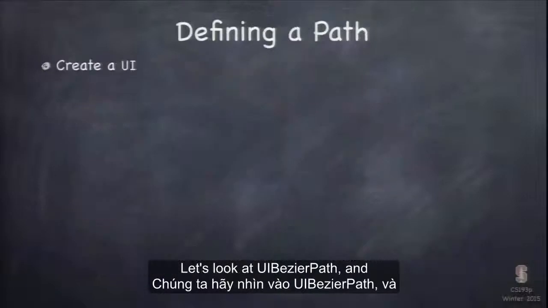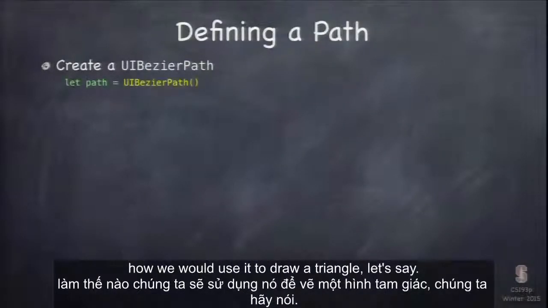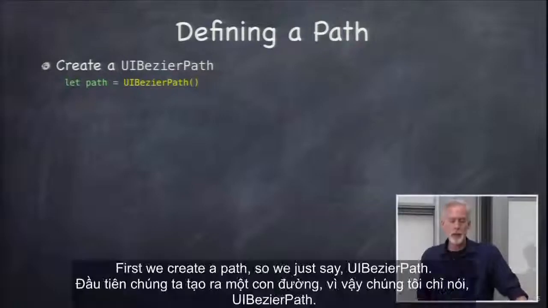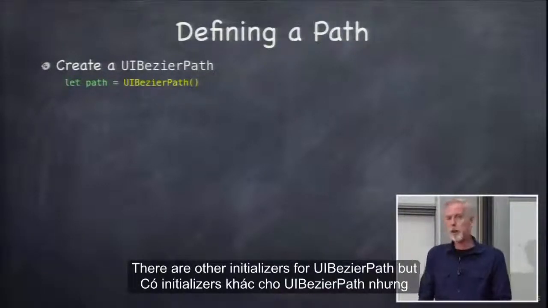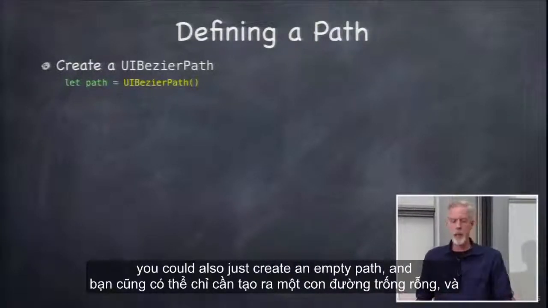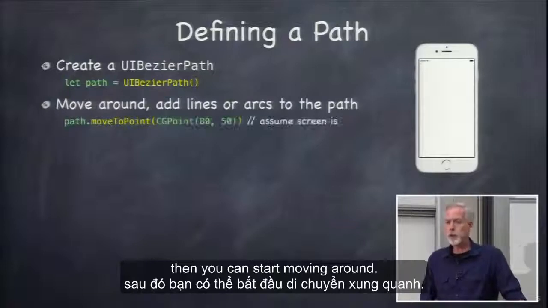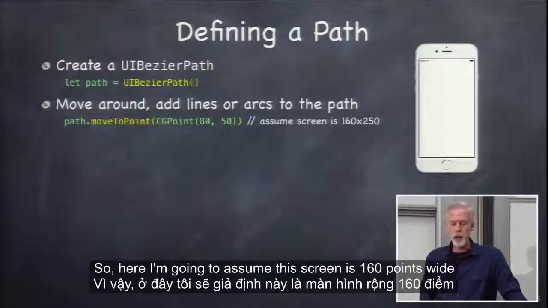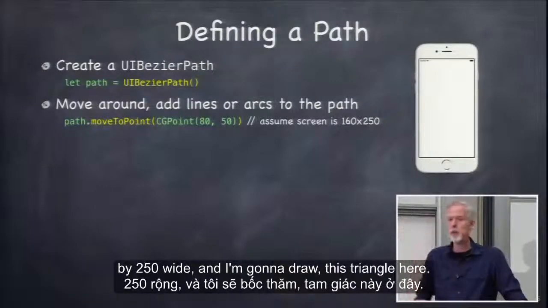So let's take a look at UI Bezier path and how we would use it to draw a triangle, let's say. So first we create the path, so we just say UI Bezier path. There are other initializers for UI Bezier path, but you can also just create an empty path, and then you can start moving around. So here I'm going to assume this screen is 160 points wide by 250 wide, and I'm going to draw this triangle here.